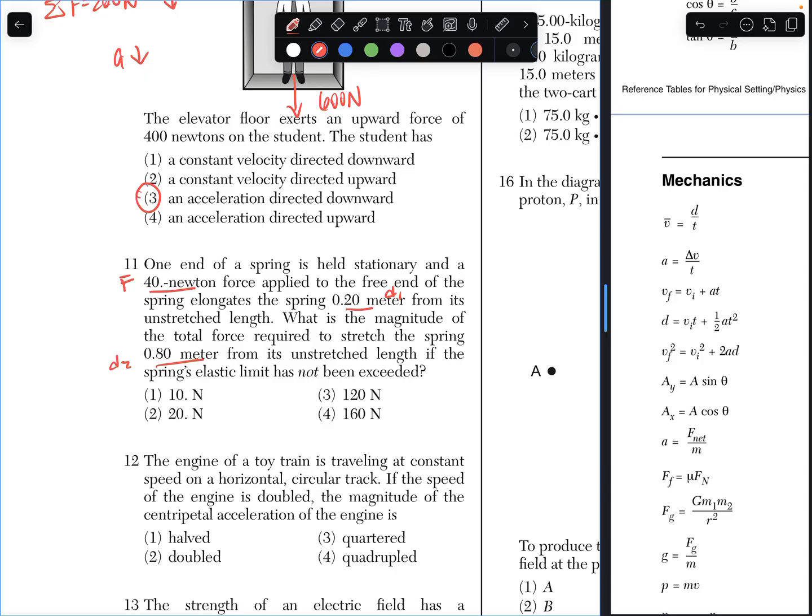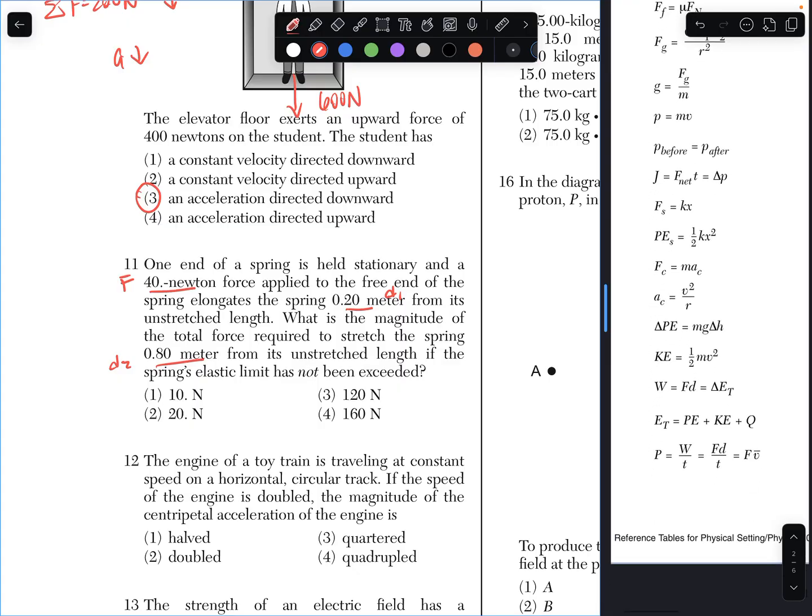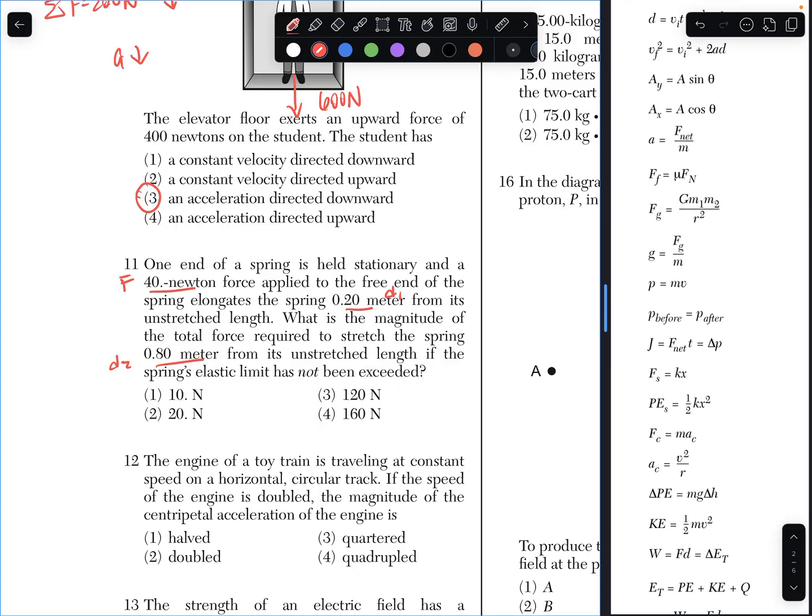One end of the spring is held stationary, and a 40 newton force is applied to the free end, and it's elongated by 0.2 meters. So we can use Hooke's law to find the spring constant. We know that Fs is equal to Kx, and I'm going to solve for the spring constant using a situation that does work. So K is going to be x over Fs. So x is 0.2 divided by 40, and that's equal to 0.05.